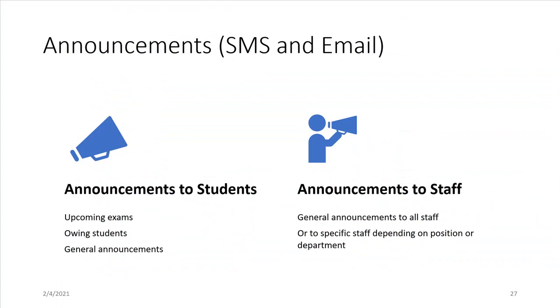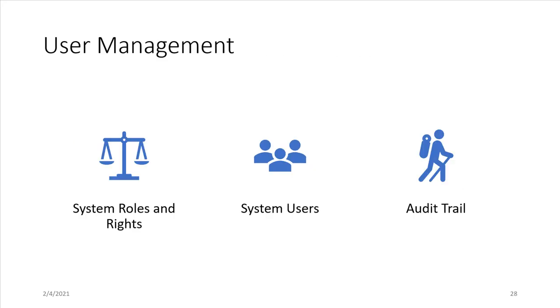Okay, and the last part is announcements that allows you to send emails and SMSs to students on different things. For example, those that are owing, or maybe you have a general announcement that you want to send to your staff. So of course this system is role based. That means that you're going to have different users that you can assign to different roles and rights, and system administrators can also have an audit trail, so they can see what has been happening in the system.